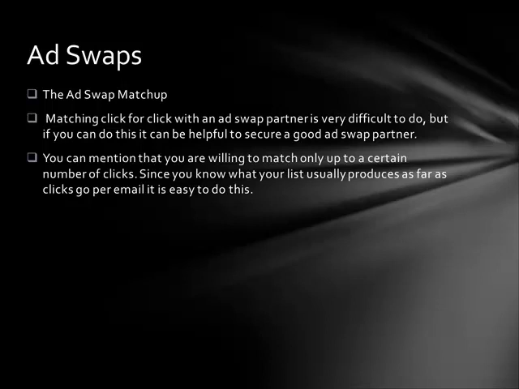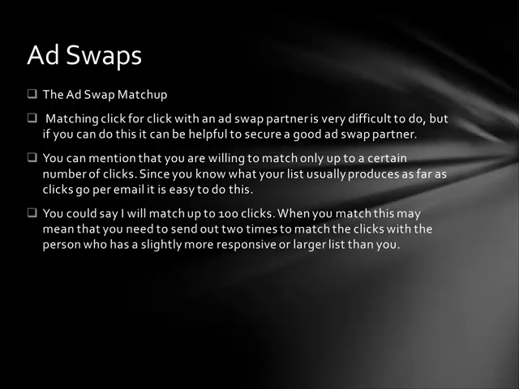You can mention that you're willing to match only up to a certain number of clicks. So if somebody else is saying one thing, you don't have to actually match up to that. You can say, this is what I'm willing to do. And if you can work out something, that's great. Since you know what your list usually produces as far as clicks go per email, it's easy to do this. And if you don't know, that means you're not paying attention. So you need to know exactly what kind of clicks you get on your emails, so that you know what you can present to another partner in this.